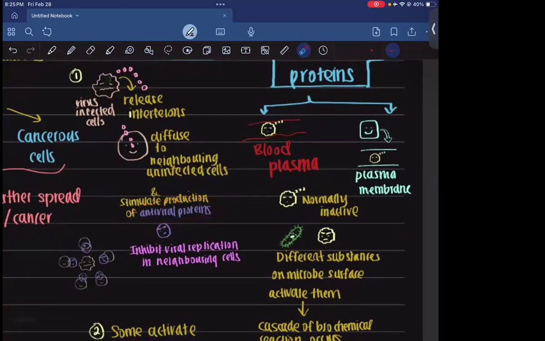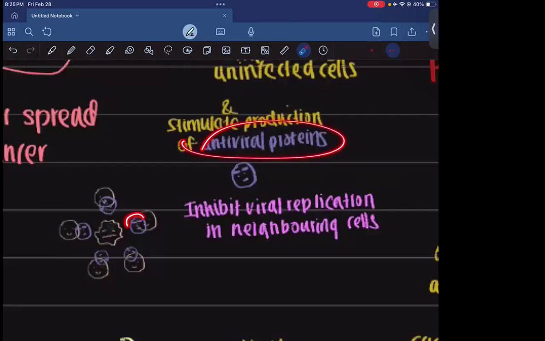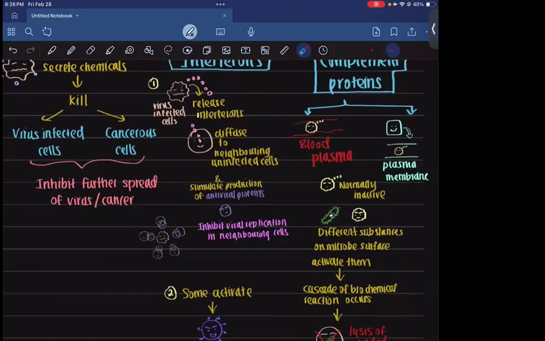These interferons are going to go into the neighboring uninfected cells, and they are going to stimulate the production of antiviral proteins. These antiviral proteins will be inhibiting the viral replication in neighboring cells. So if this virus wants to spread to these body cells, that will be inhibited. These antiviral proteins are preventing the spread of this virus to other neighboring body cells. Because of that, the viral replication in the neighboring cells will be inhibited.